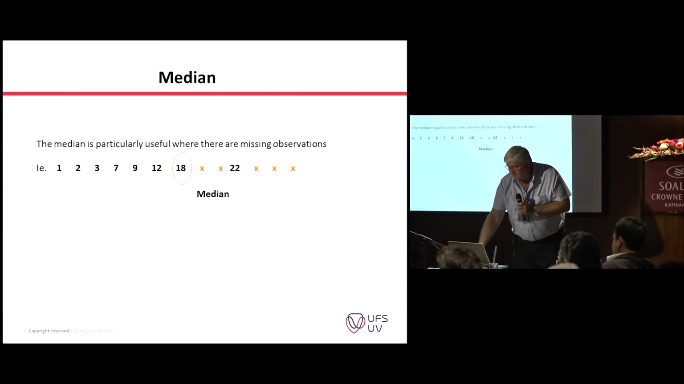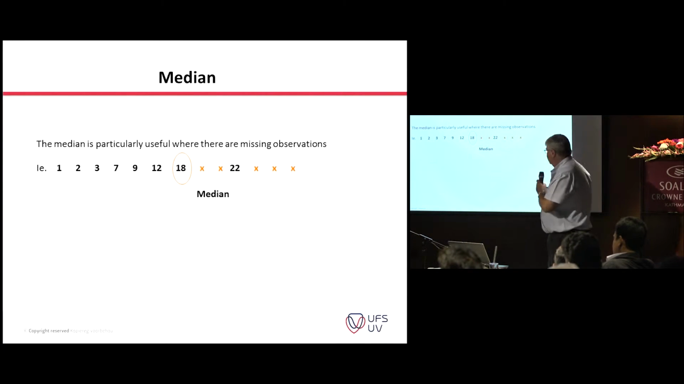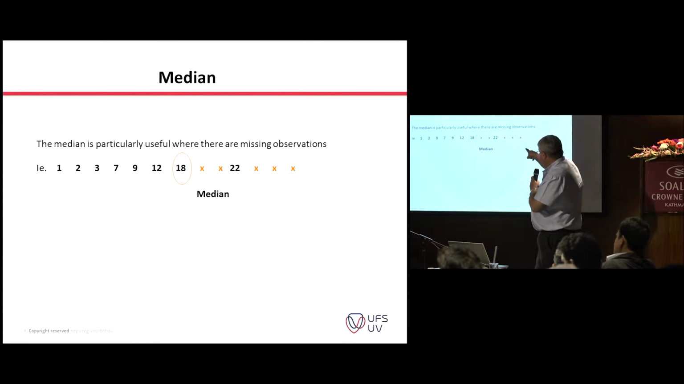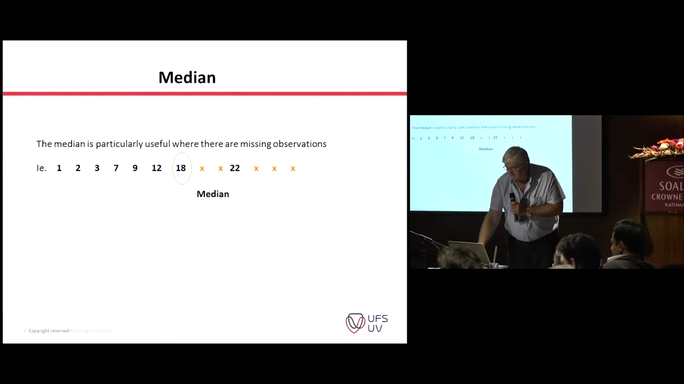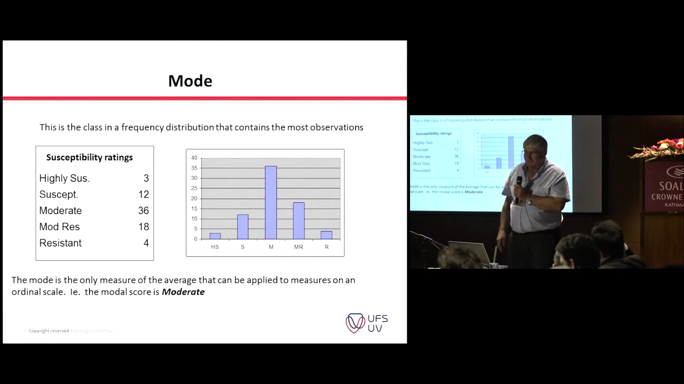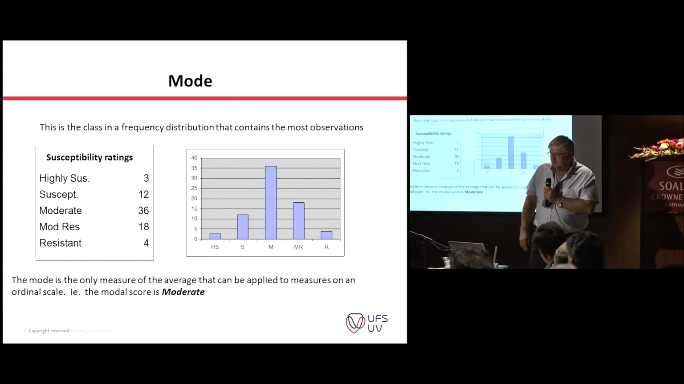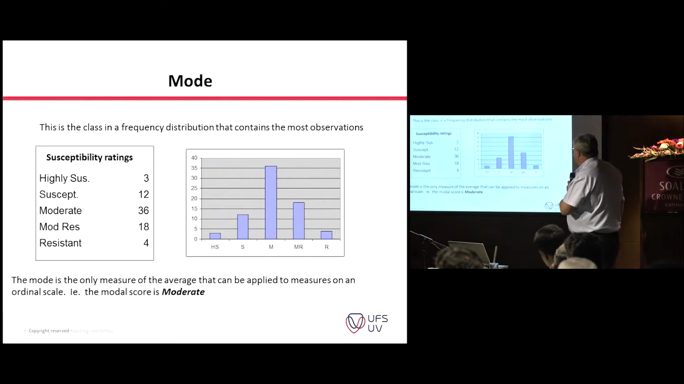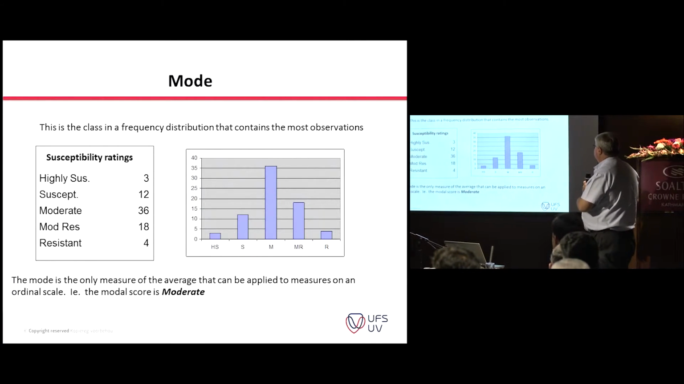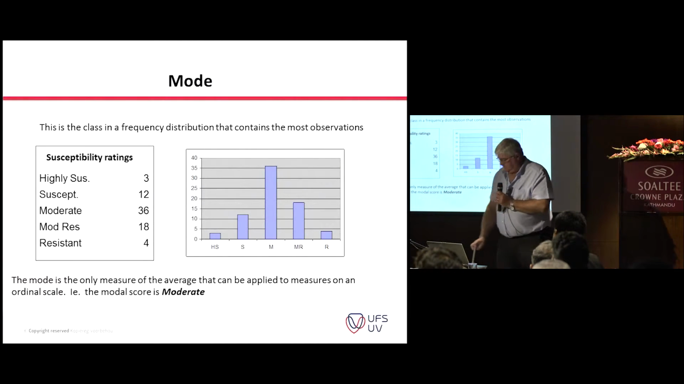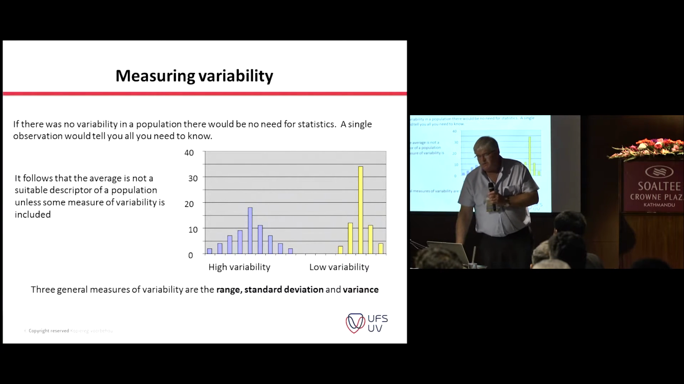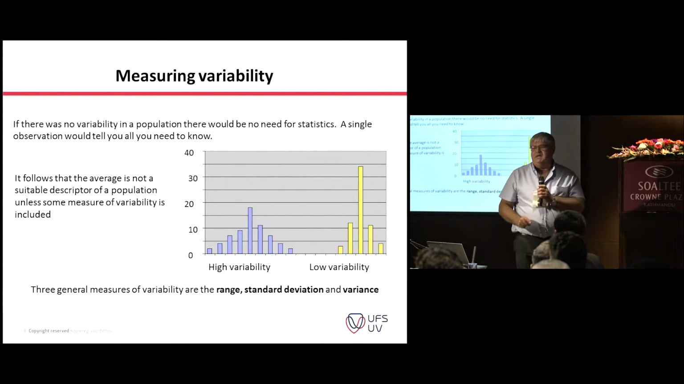The other advantage of this is that very often if you've got missing plots, you can take the middle value and get an idea of what's going on in the population. And then the other thing we often use is what we call the mode, and that's basically the class that has the most observations. Those have their value, but generally we're interested in the mean. Okay.